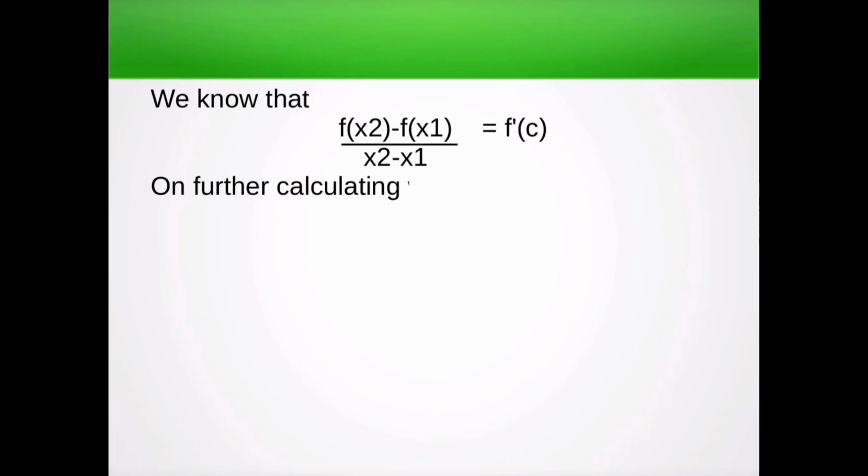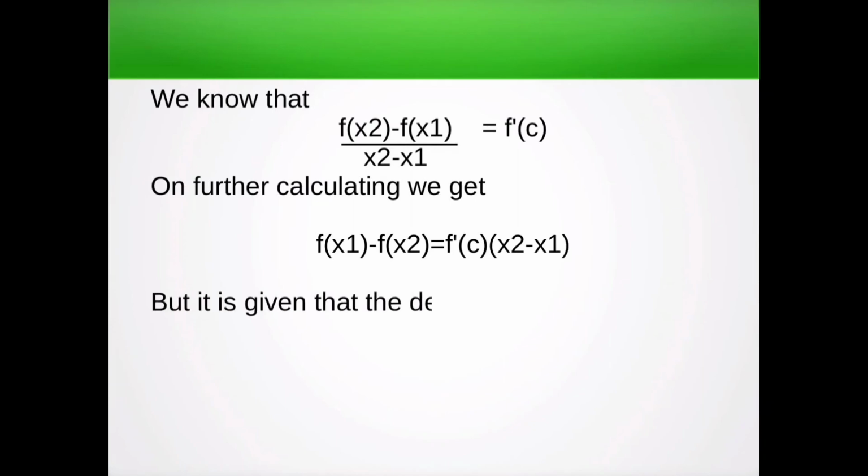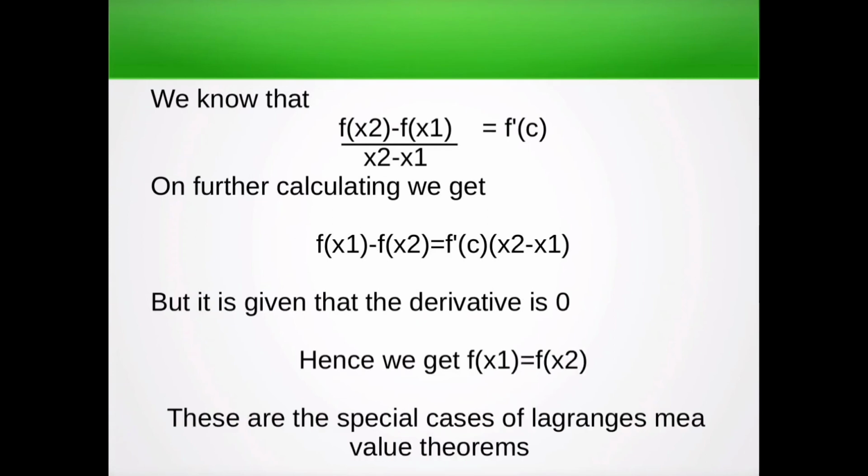On further calculating, we get f of x2 minus f of x1 is equal to f dash of c into (x2 minus x1), but it is given that the derivative is 0. Hence we get f of x1 is equal to f of x2. These are the special cases of Lagrange's mean value theorem. Thank you.